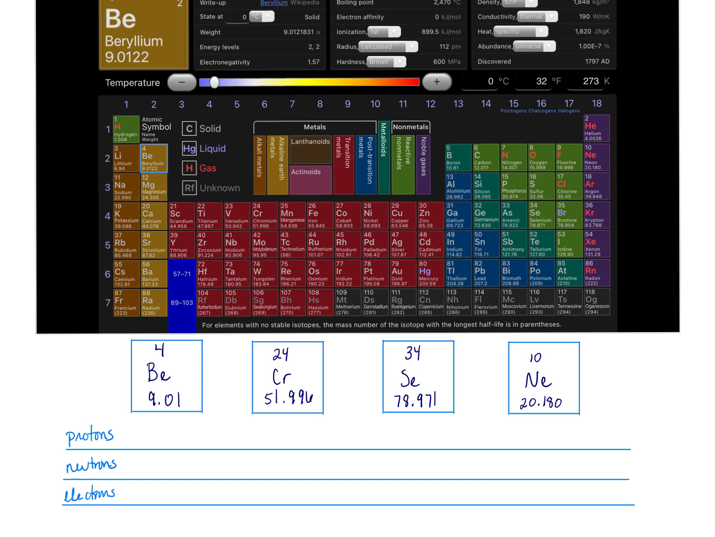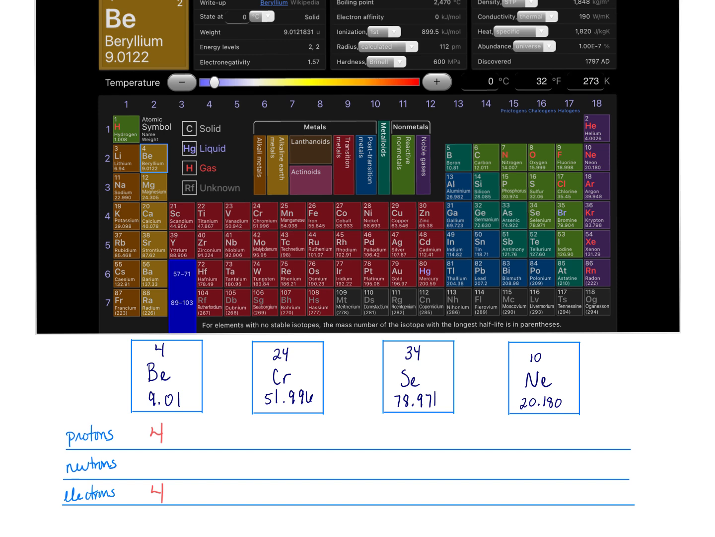Okay, so beryllium from the periodic table, we can see here as well. Beryllium has an atomic number of 4. So just like we were sort of saying before, beryllium will have 4 protons. And since it's neutral, it will also have 4 electrons.